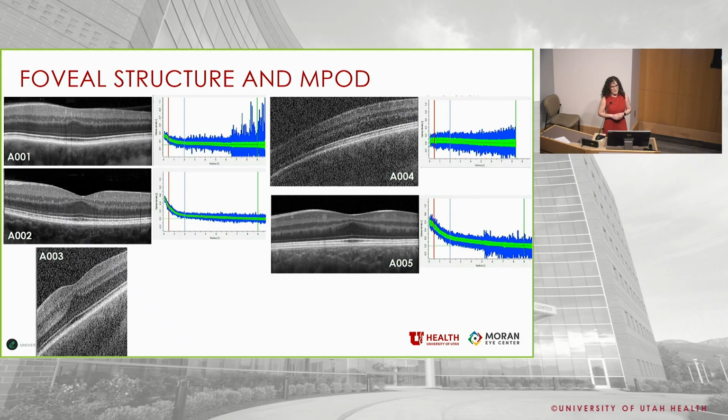So I'm showing you the left eye from all 5 of these patients here. The OCT is on the left, and on the right is their MPOD measurement. So again, that's showing you macular pigment level as a function of distance from the fovea. And in one patient, we weren't able to get MPOD measurements, most likely due to nystagmus. That does influence our ability to get good imaging, which I'll talk about more in a sec.